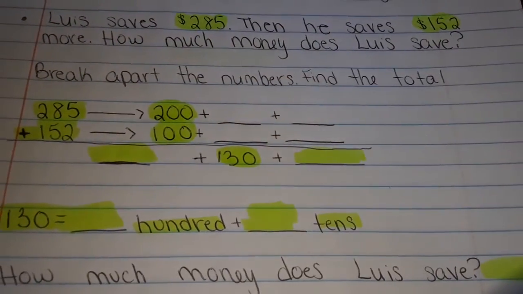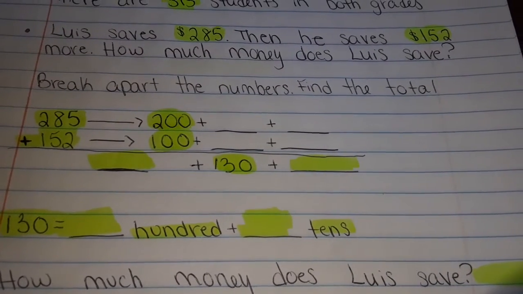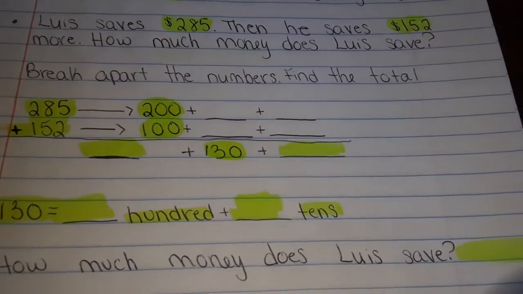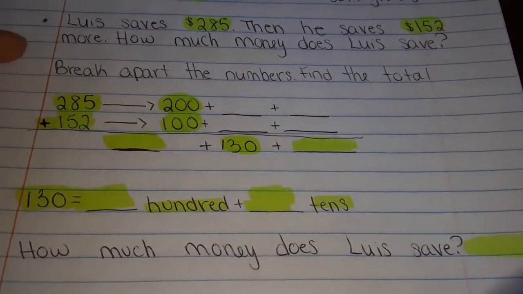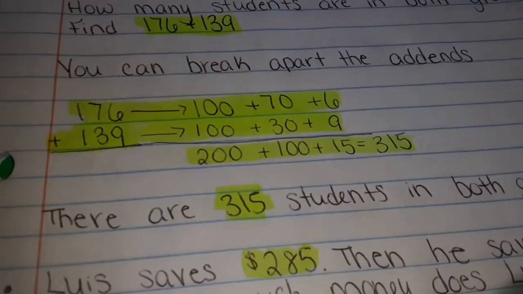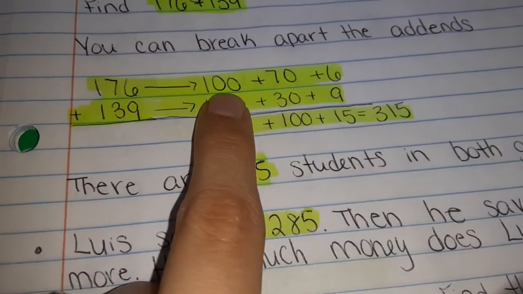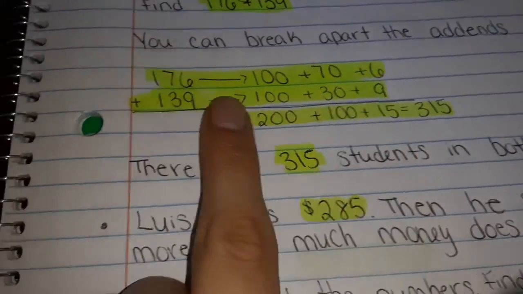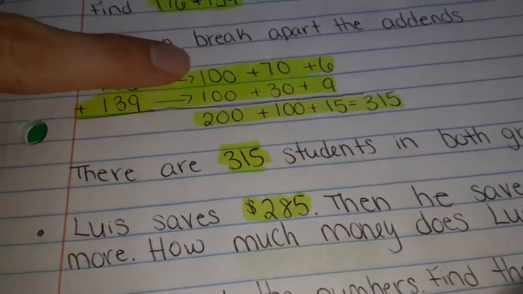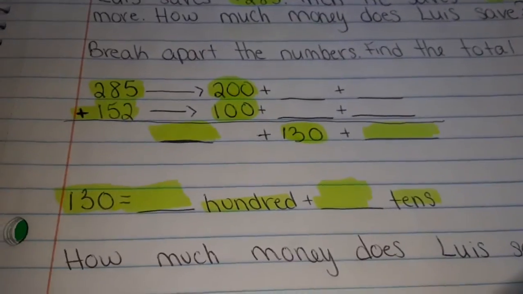Lewis saves $285. Then he saves $152 more. How much more money does Lewis save? Break apart the numbers, find the total. So this is exactly what we did up here. What they did is they broke apart 176 and 139. See that? And then they added those together. So that's what we're going to do down here.